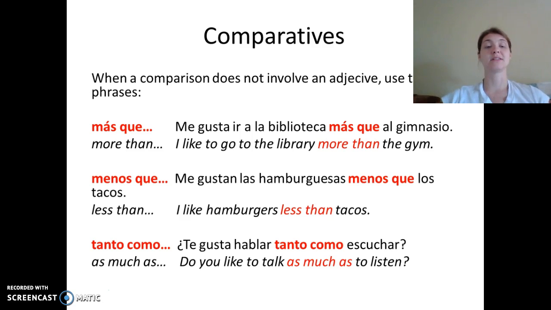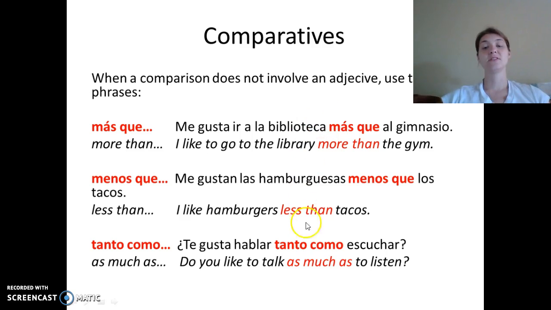Menos que means less than. Me gustan las hamburguesas menos que los tacos. I like hamburgers less than tacos. Y la tercera, tanto como, as much as. ¿Te gusta hablar tanto como escuchar? Do you like to talk as much as to listen?